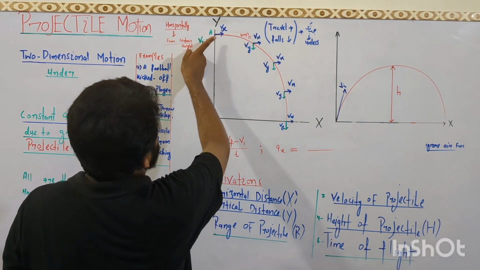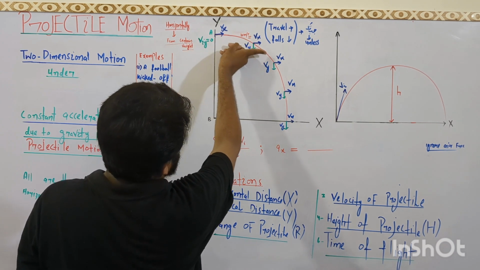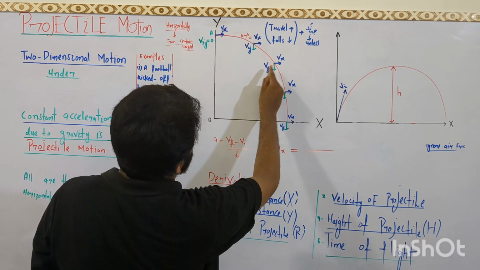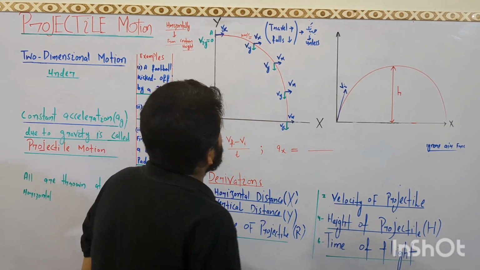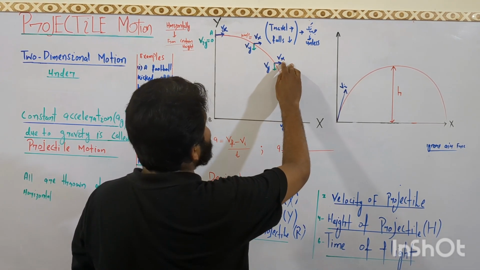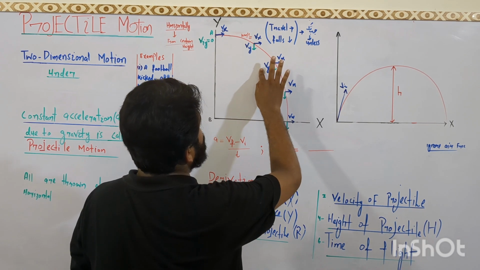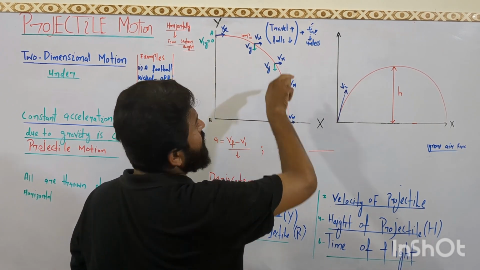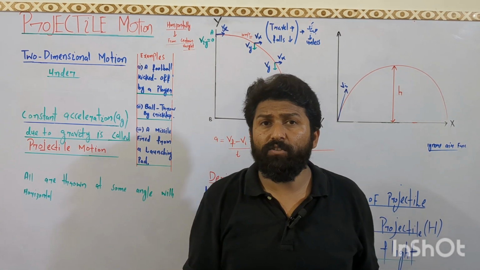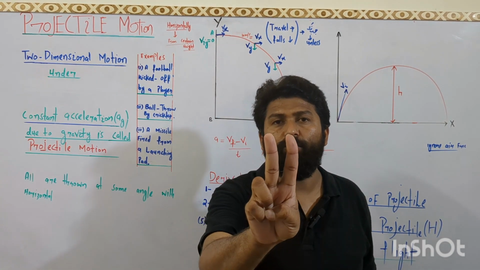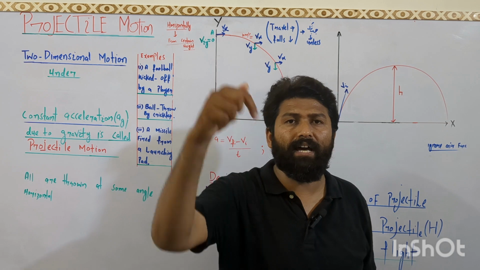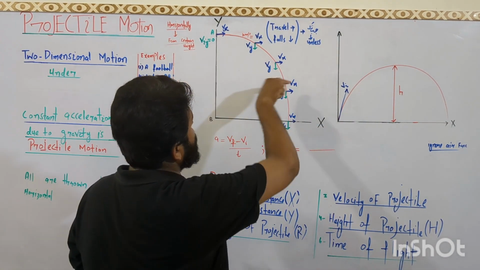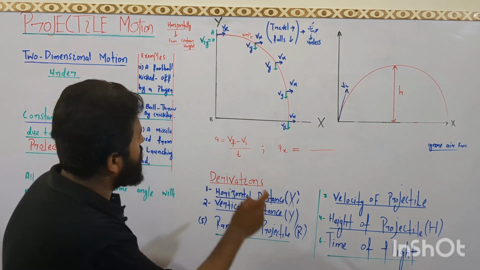Looking at the path of the projectile, this is Vx, this is Vy: the horizontal component of velocity, the x component, and the y component of velocity. Why these two components along y and along x? Because it is two-dimensional motion, along x and along y.